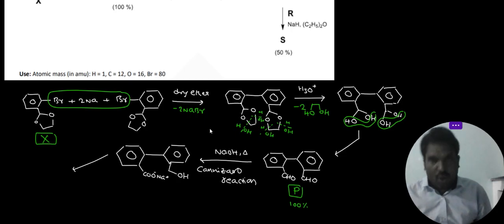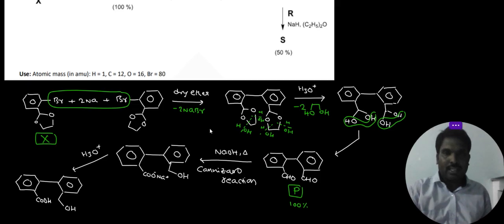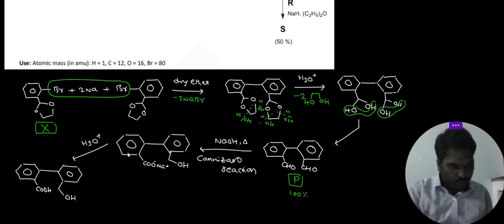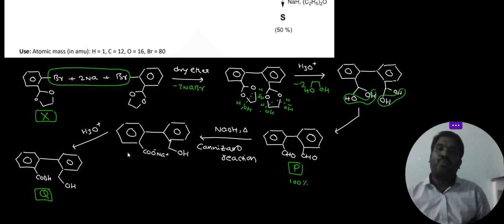Now followed by acidification or acidic hydrolysis, the COO minus Na plus is protonated to COOH. This is the carboxylic acid and this is the alcohol. Now this is Q. It is formed with 50% yield.